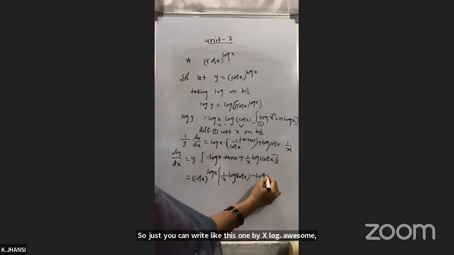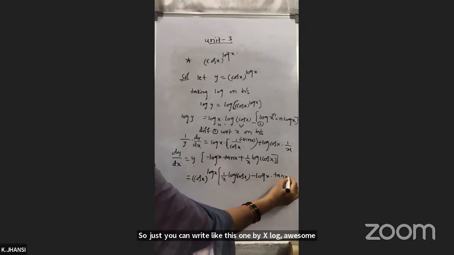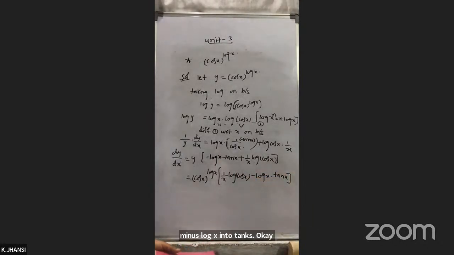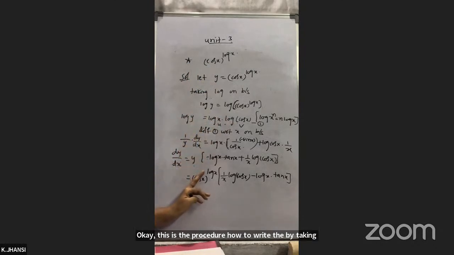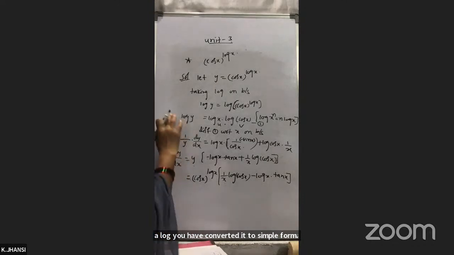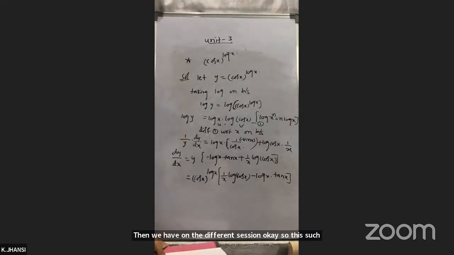Minus log x into tan x. This is the procedure: by taking log, you have converted it into a simple form, then we have done the differentiation. Such types of problems you will get for the 5 marks question.